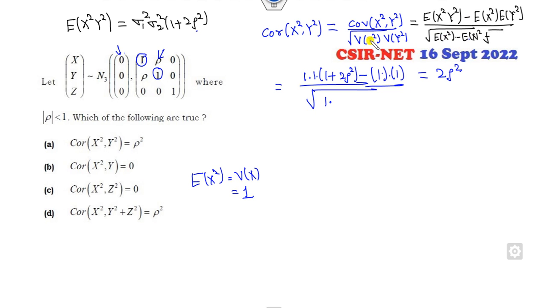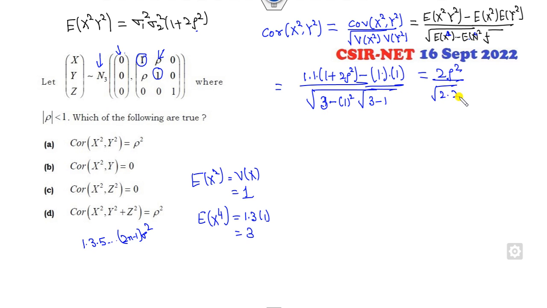Sorry, it is the variance of x square, which is E of x4 minus E of x square whole square. So what is E of x4? Since it follows the normal distribution, I can use 3 sigma to the power 4, so it is 1 into 3, since sigma square is 1. So this is 3 minus 1 square, that is 3 minus 1, which is 2, and 1 plus 2 rho square divided by 2 gives rho square. The first option is the correct option.